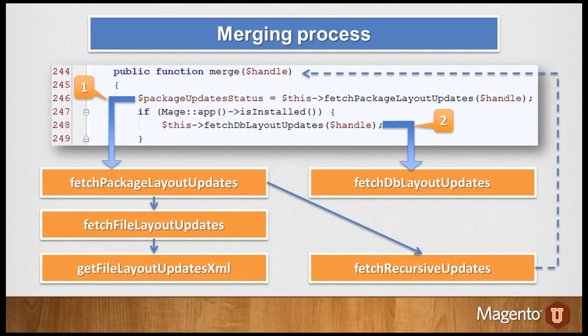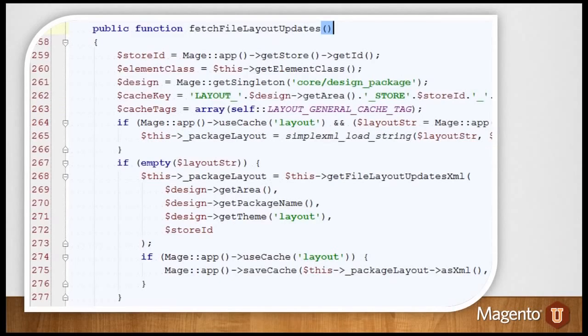In addition to the filtering concept based on selecting a proper set of handles, I'd like to show you the design fallback implementation. If you scroll to line 268, you will see that to load files of the layout update XML, the system needs to know the proper path to their folder. The system needs an area name, line 269, then a package name, line 270, and finally a current theme, line 271. The functionality to detect and return proper values is located in a class Mage Model Design Package.